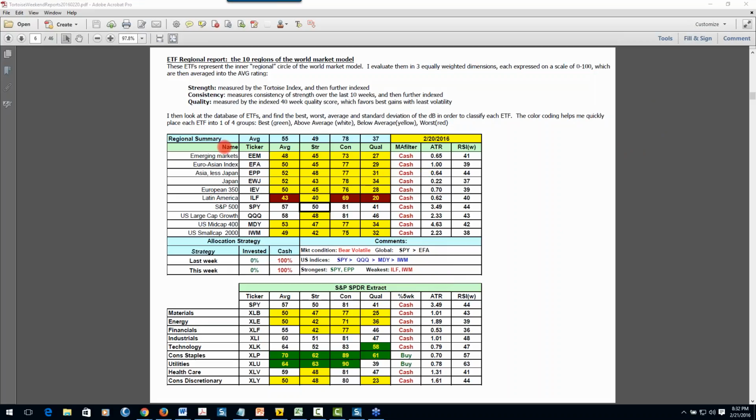But since you asked, so on this regional summary, these are the 10 big ETFs in the world market model. And I check each one of them against their own moving average for a filter of either buy it or it's in cash. Well, right now, all of them are below their 4-month moving average, so they get signaled to cash. So in the asset allocation strategy, each one of those controls about 10% of the allocation. So when all 10 are on cash, then the theoretical allocation should be 0% invested and 100% cash.